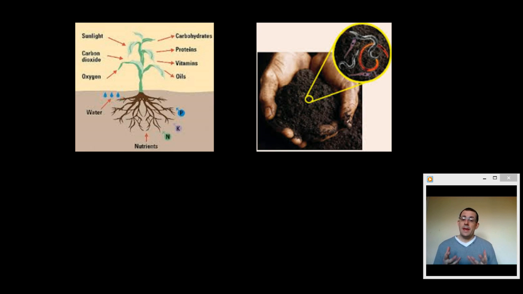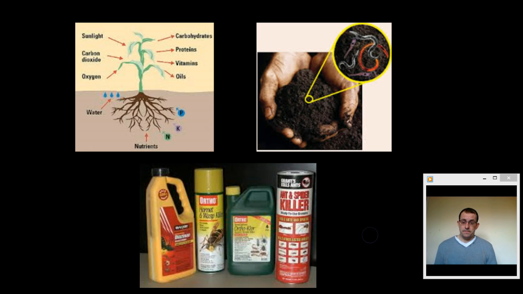It can also affect the chemicals that we put into the soil. So when we add pesticides and insecticides or herbicides or fertilizers, all these things can be altered by the pH of the soil, and they may become less or more effective.